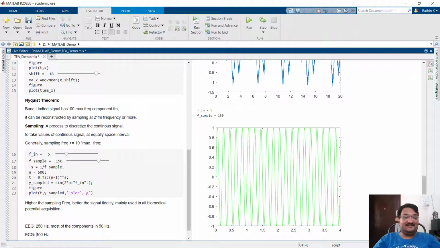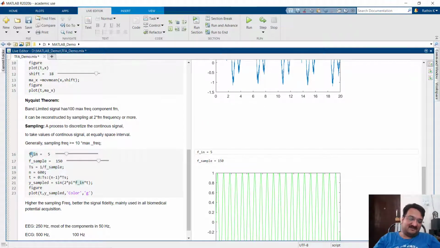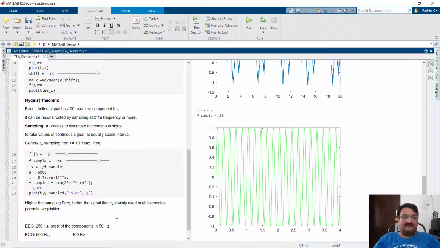That is the ECG's physiological range. That's why if you are making a device to record ECG, you can put the sampling frequency at 1 kilohertz, or even 500 should be good enough to reconstruct your input ECG signal. Also, there is something called aliasing, that also depends on the selection of your sampling frequency and input frequency. We'll not go into the detail of that, but that's also an important thing.